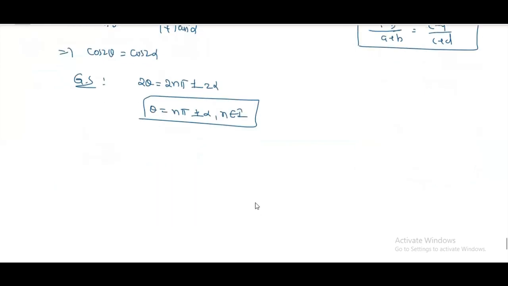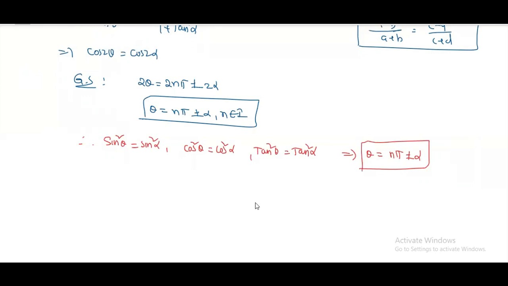So here we are finalizing. We got, if sin square theta is equal to sin square alpha, or cos square theta is equal to cos square alpha, or tan square theta is equal to tan square alpha, whichever it is, theta will be n pi plus or minus alpha. N pi plus or minus alpha is the general solution, where n belongs to integers. So this is the concept. Let's see the problems based on this topic.